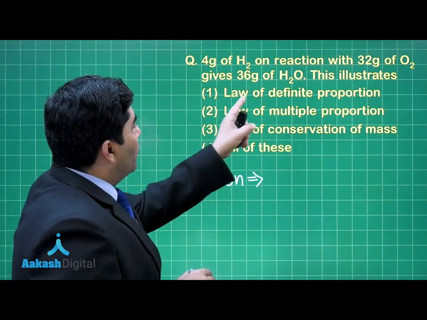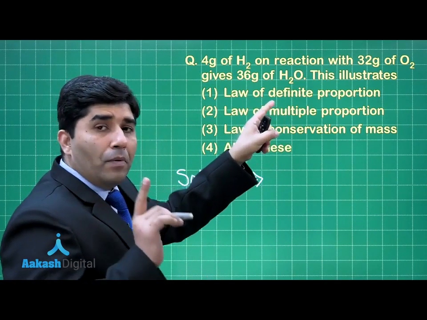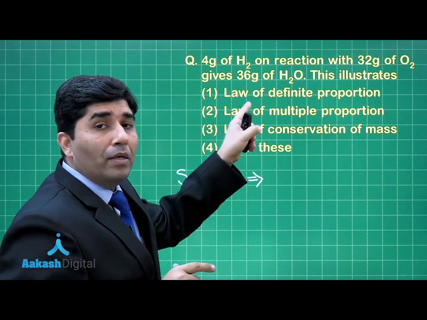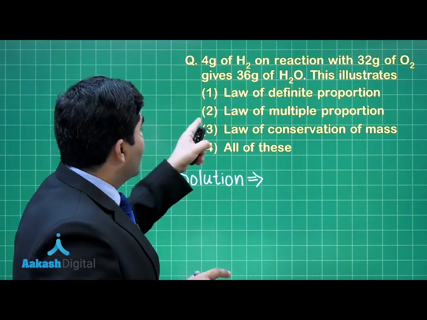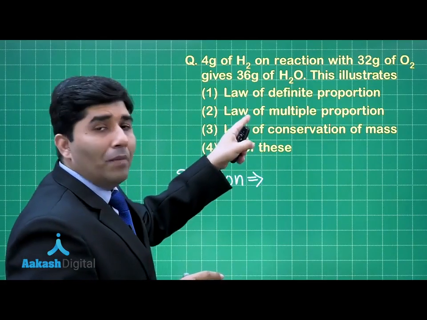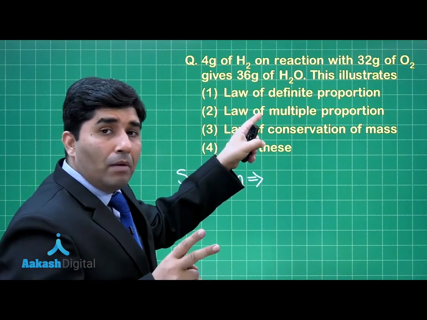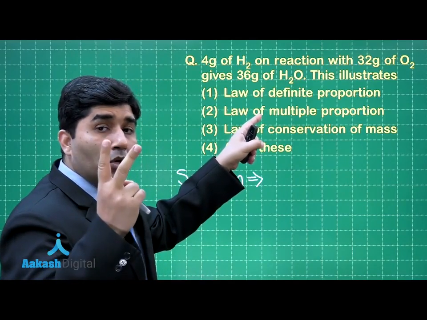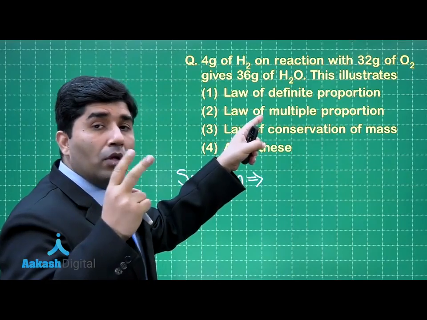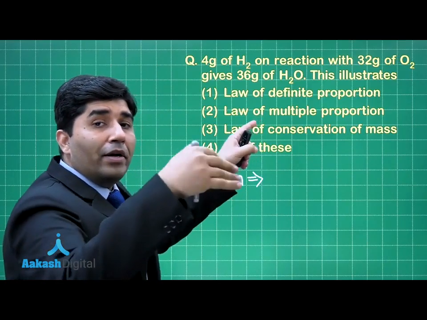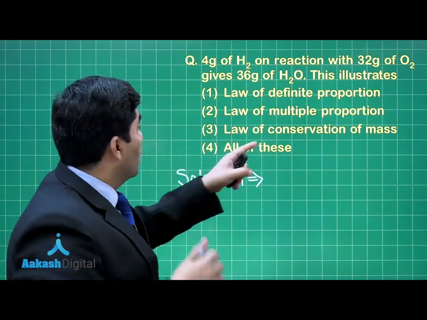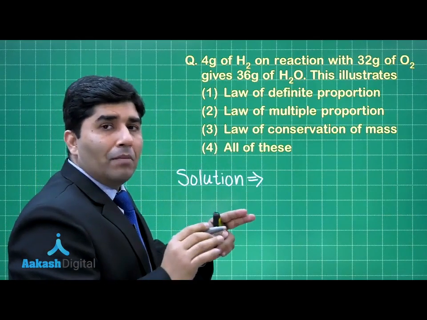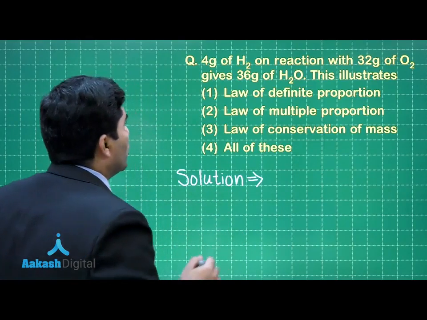First option is law of definite proportion. Definite proportion is for a single compound. This cannot be the answer. Second option, law of multiple proportion. In multiple proportion, we have already studied there should be only two elements, which should make different number of compounds. Law of conservation of mass. This can be the answer, but we have to check. So first we have to write the equation.